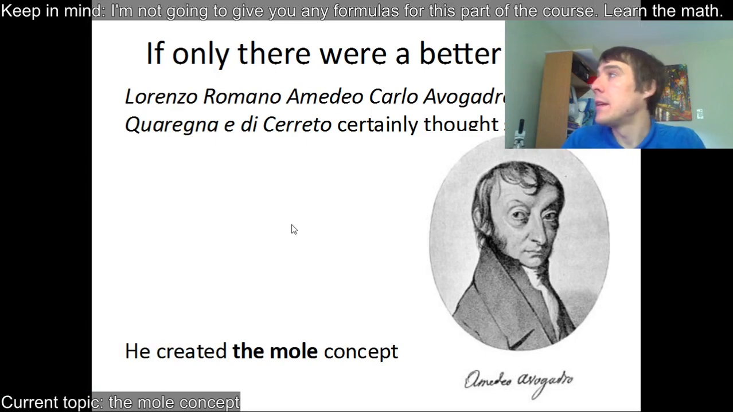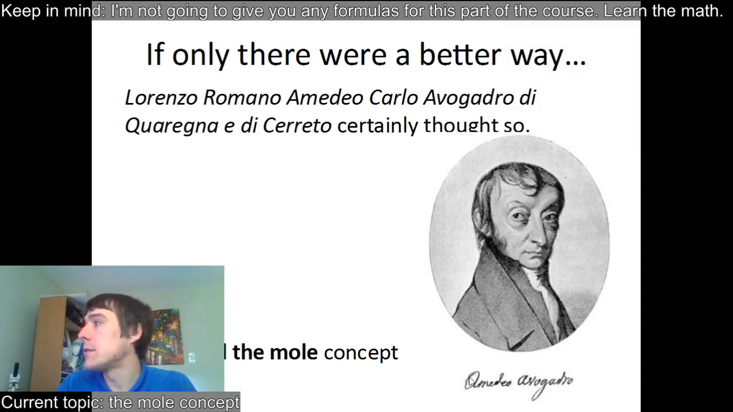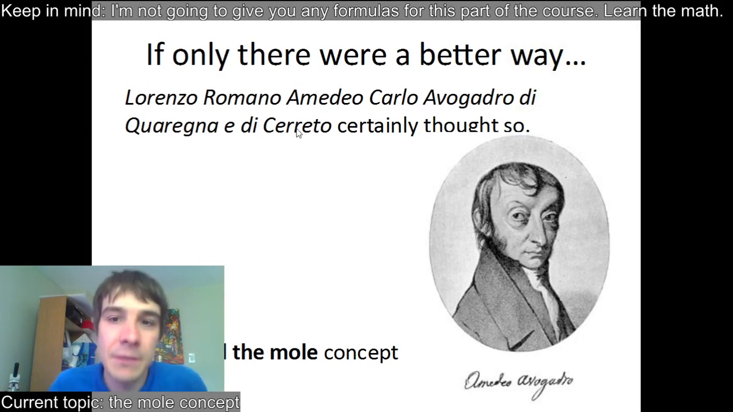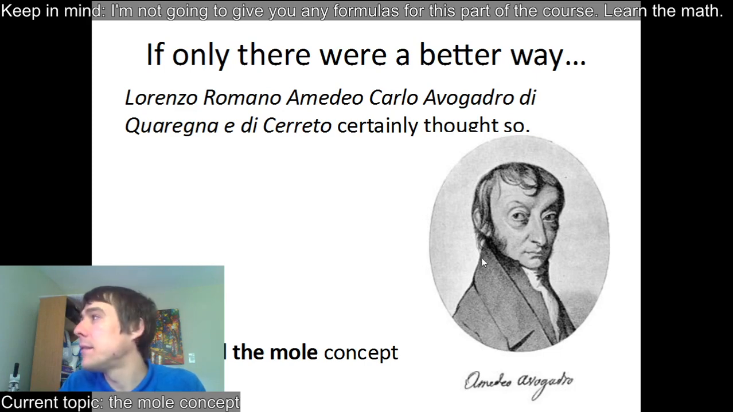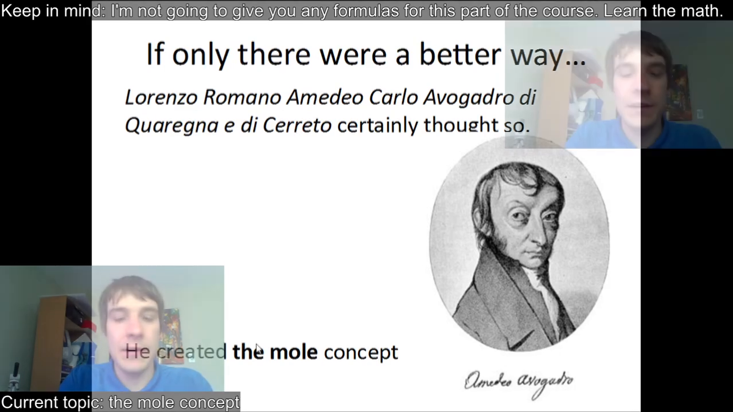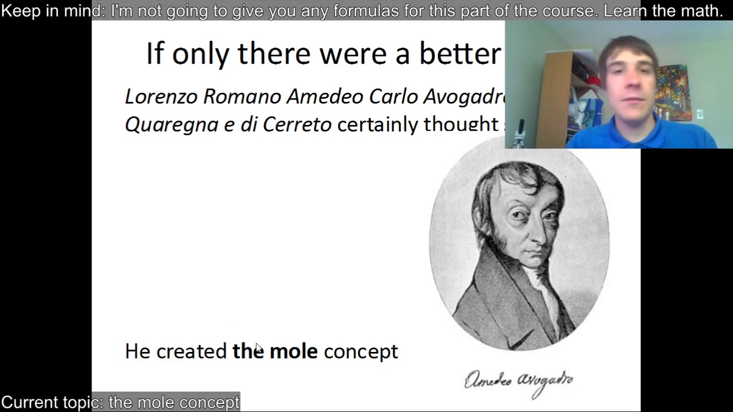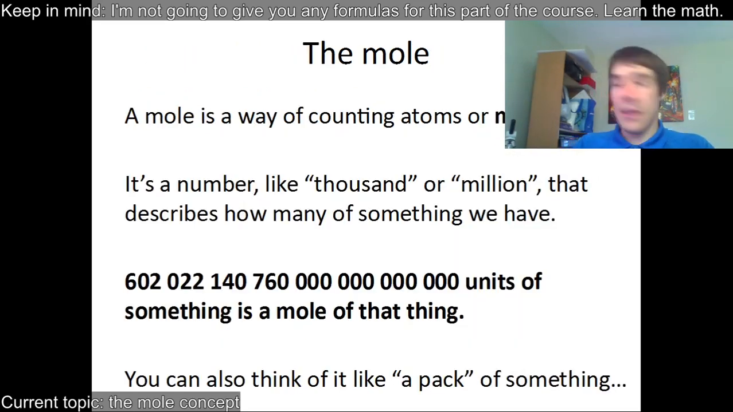Well, there is. This guy, Amedeo Avogadro, but here's his actual full name: Lorenzo Romano Amedeo Carlo Avogadro di Quaregna e di Cerreto. He created this concept called the mole, right? He figured, hey, why don't we have a number that represents a certain pack of molecules, like billion or trillion, but for molecules. And that's the concept. It's a way of counting atoms or molecules.